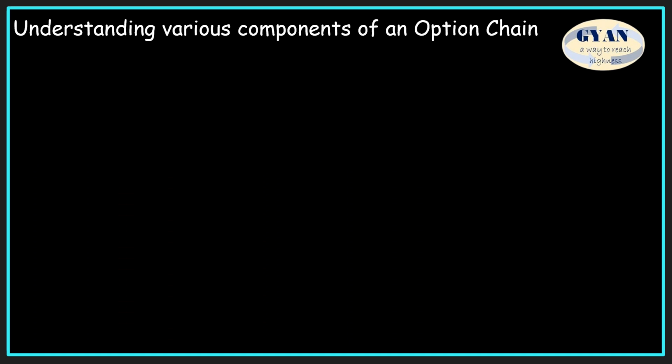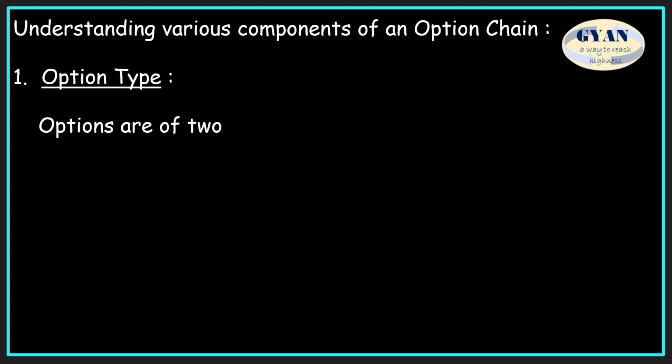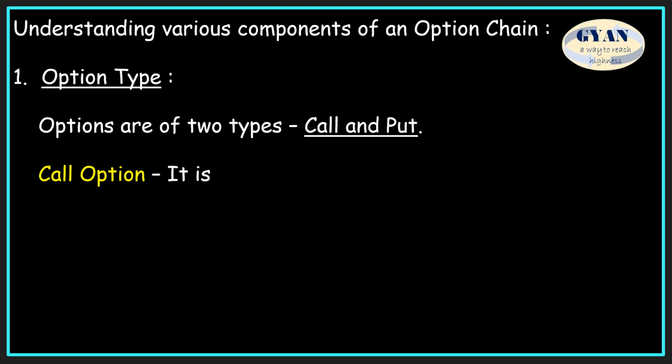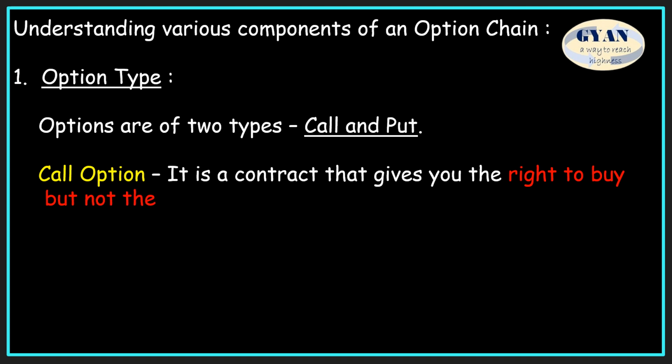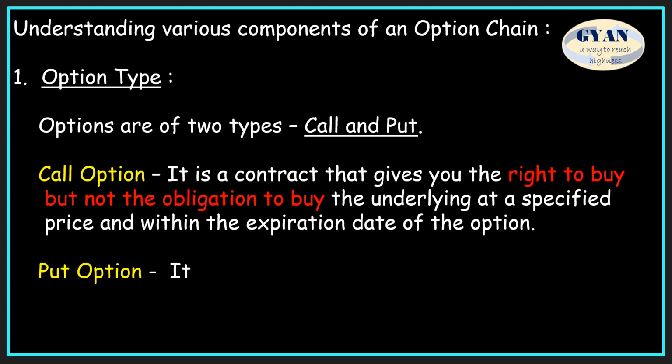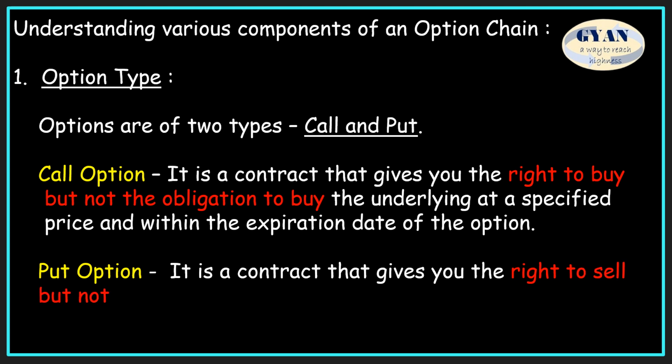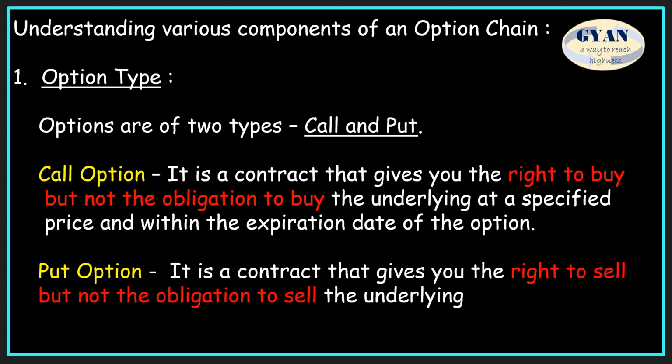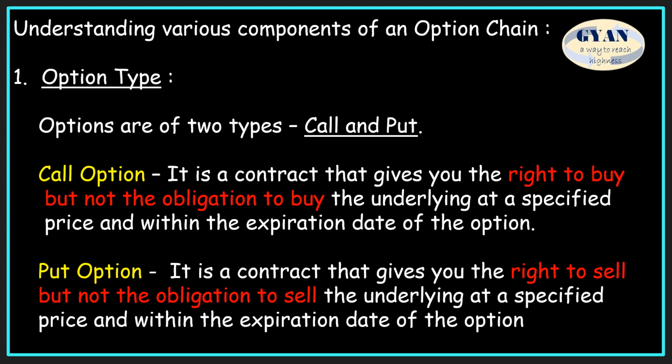Understanding various components of an option chain. 1. Option type. Options are of two types, call and put. Call option: it is a contract that gives you the right to buy but not the obligation to buy the underlying at a specified price and within the expiration date of the option. Put option: it is a contract that gives you the right to sell but not the obligation to sell the underlying at a specified price within the expiration date of the option.